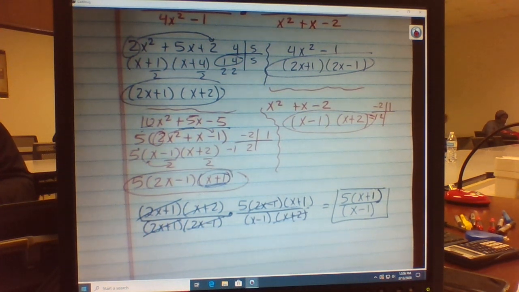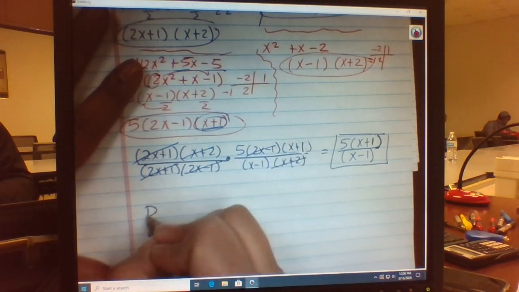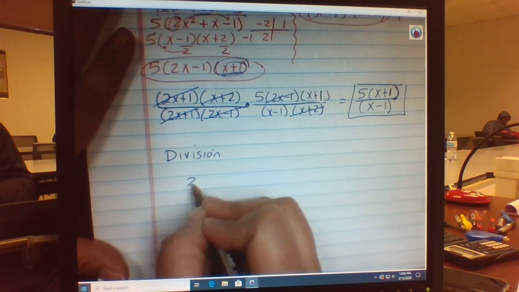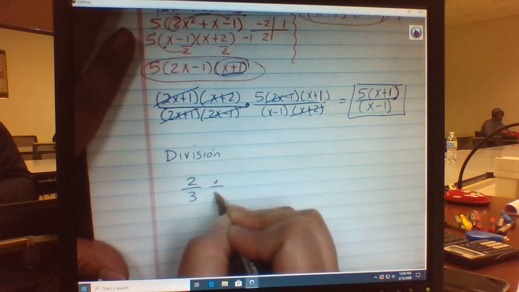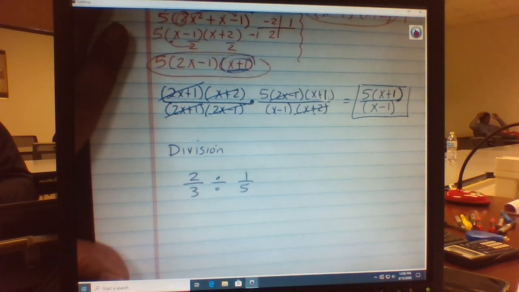Just kidding. All right, so the last example deals with division. Once again, same type of thing. You have to factor to eliminate, except in division. And let me do it here because I have room. Let's recall division when you guys were in elementary. If they told you, hey, what is 2/3 divided by 1/5? Do you remember what you had to do?